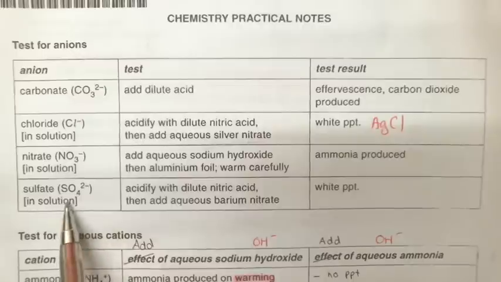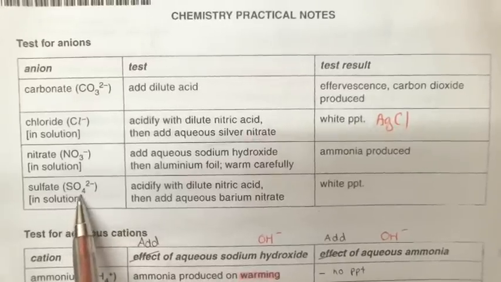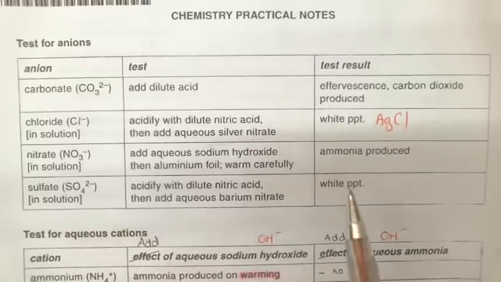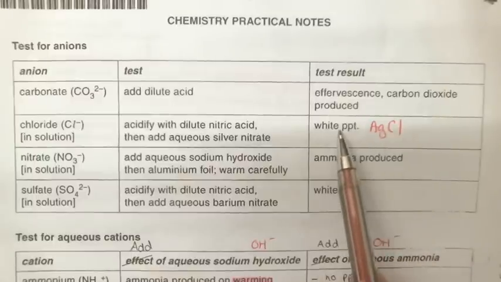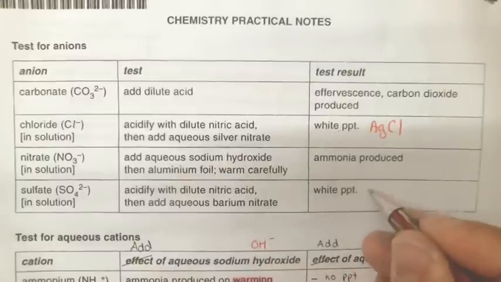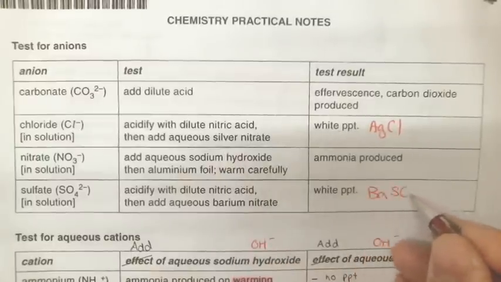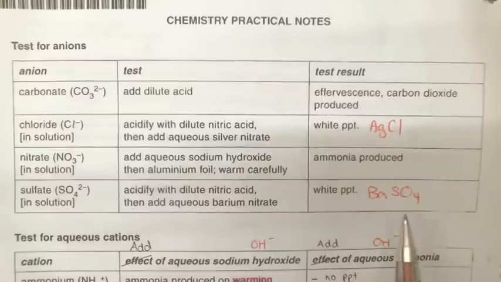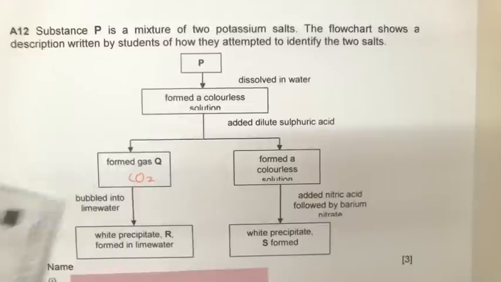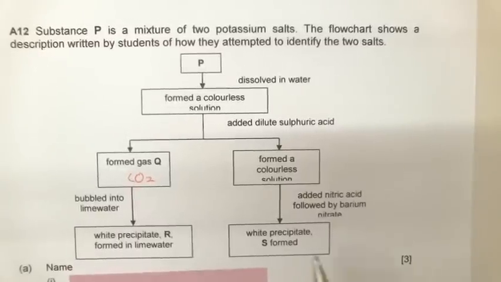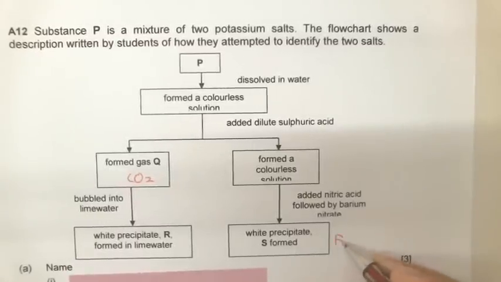It shows that the solution must have contained sulfate ions. Now, this white PPT, when you add barium nitrate, must be barium sulfate. It cannot be any other substance. So remember, this white PPT is known as barium sulfate. So this white PPT over here must be barium sulfate.